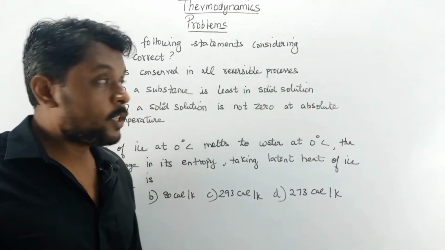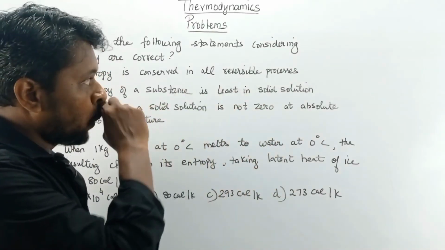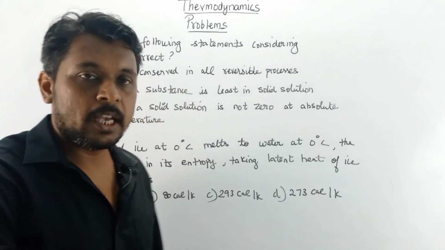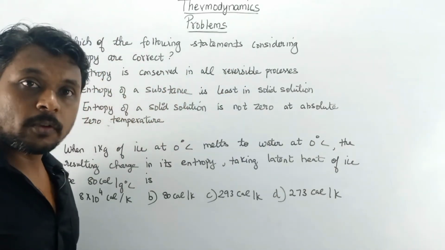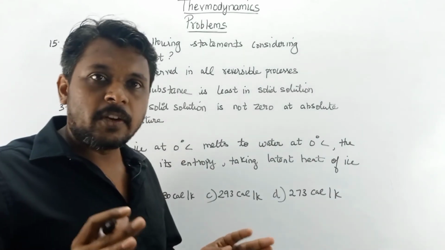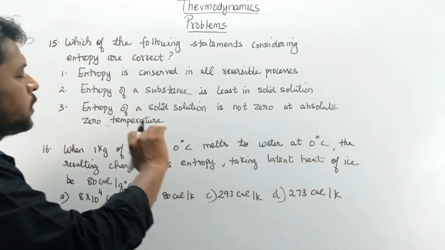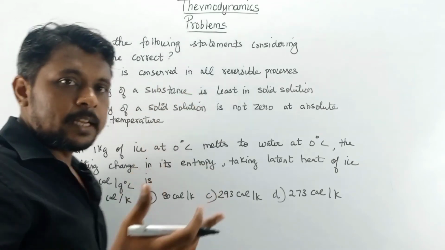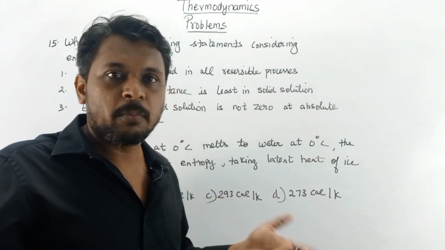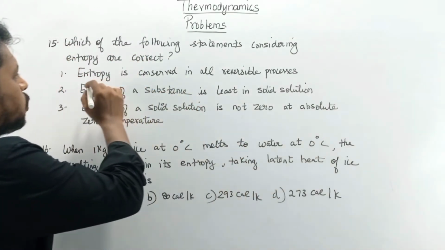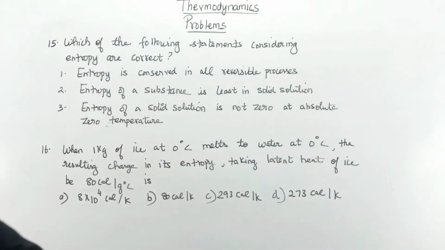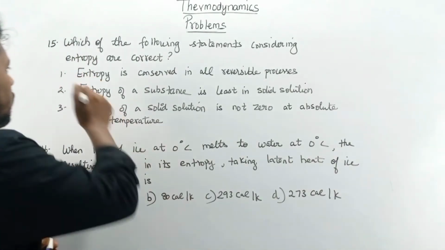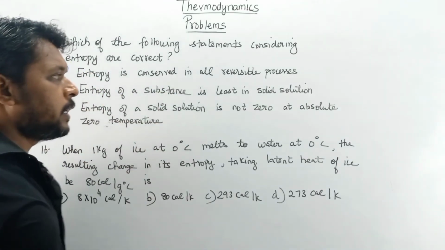In the question: which of the following statements considering entropy are correct? Here we have three statements. Entropy is conserved in all reversible processes. Yes, because there is no change of entropy in the case of a reversible process, so the entropy is always conserved in a reversible process.